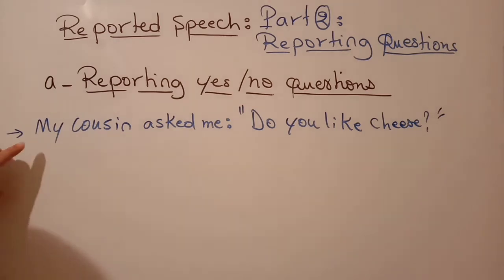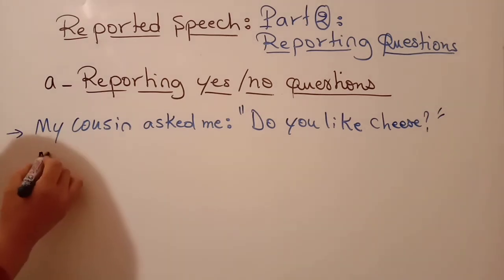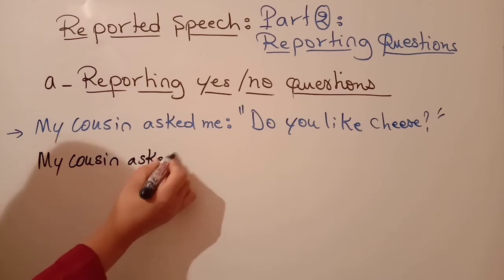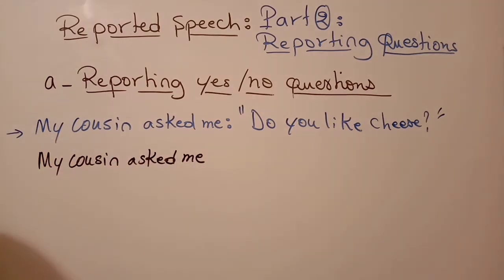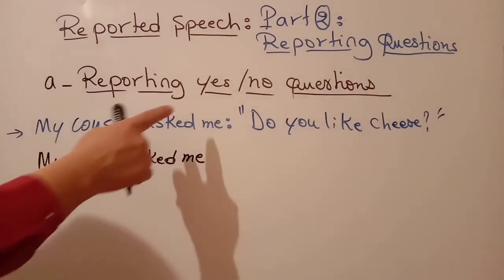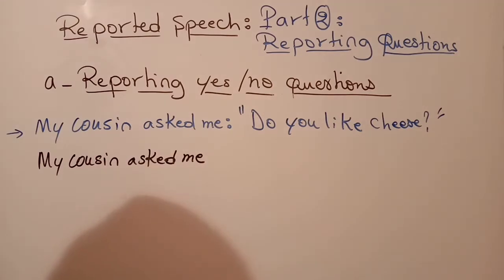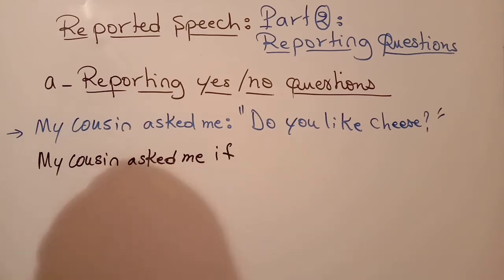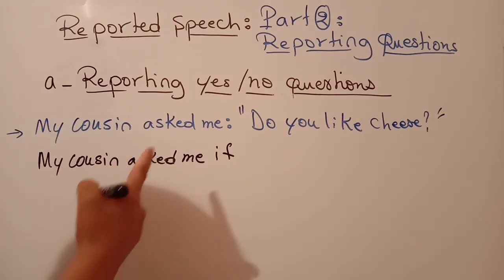Let's have a look at this example. My cousin asked me, do you like cheese? To report the speech, part one does not change: my cousin asked me. The first thing that we have to do is to look for the link. Since we have a yes or no question, the link is either if or whether. So let's use if because it's easier. My cousin asked me if.